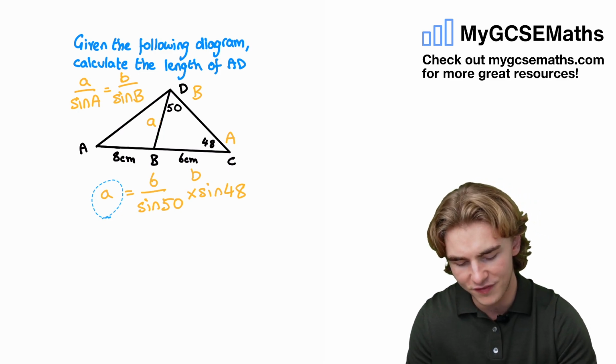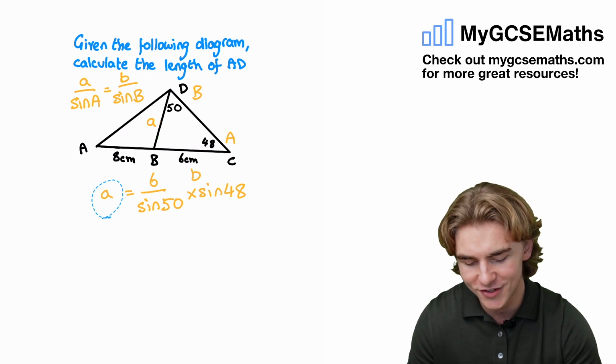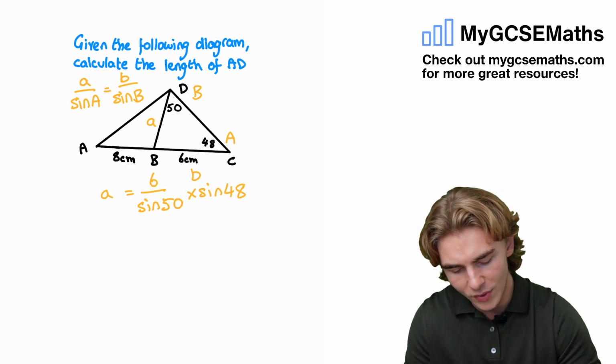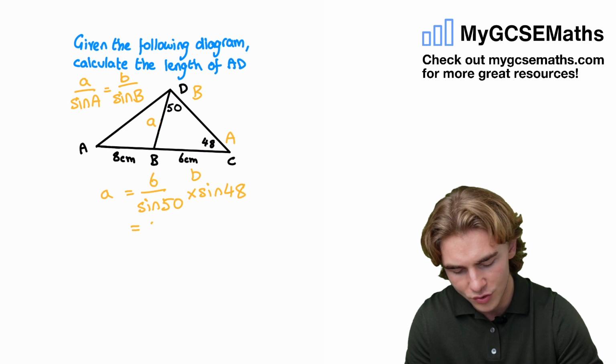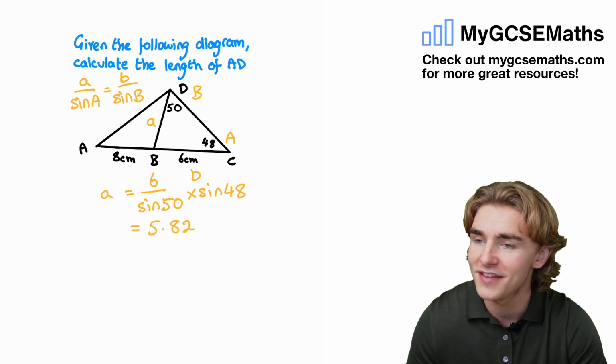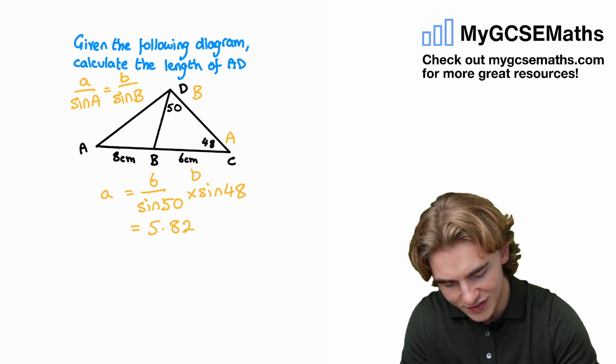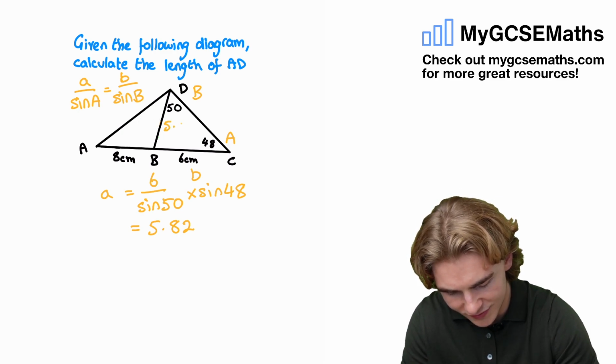What are we going to get? We're going to get 5.82, I should say, to 2 decimal places. So we can say that the value of A is equal to 5.82. Where are we going to go from there, guys? We're going to write that onto our diagram. So we can say that this side length is 5.82.